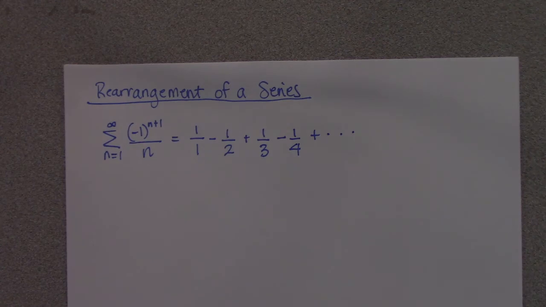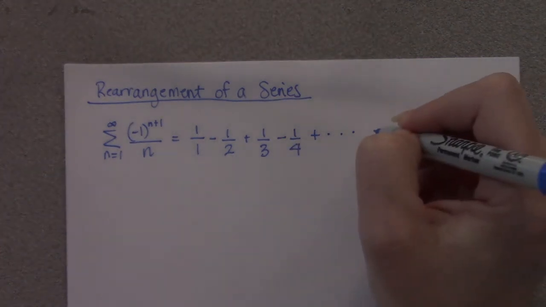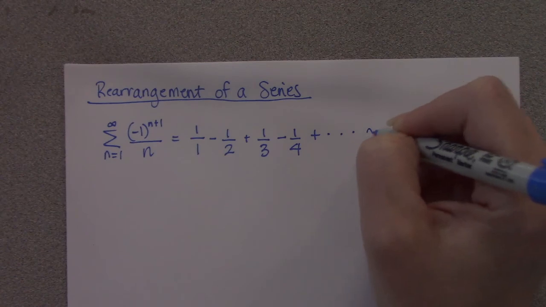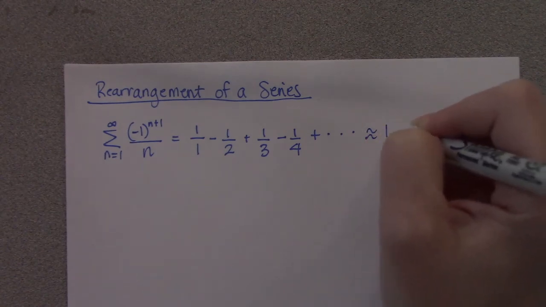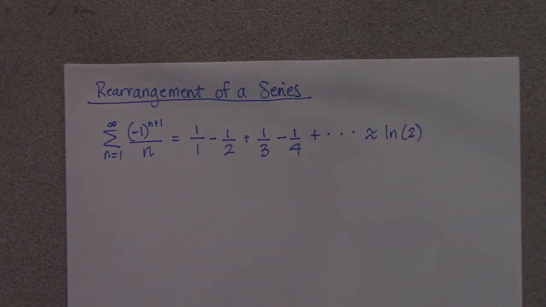So a little bit later, I'll circle back to this and I'll show you why this thing is going to sum to what it does. But we know from testing the remainder and getting a range of the sum that when you sum this series up all the way to infinity, it works out to be approximately equal to the natural log of 2.